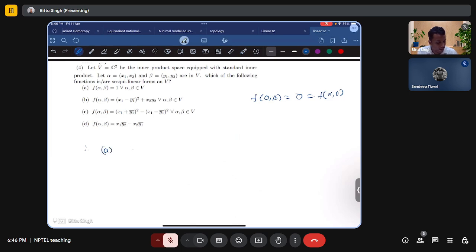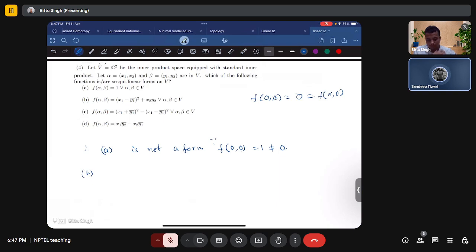Option A is not a form, because f of 0 comma 0 is actually 1, which is non-zero. So A is not a form. Now what about B? Can we say B is a form? But there is a square term. I think it will not be.